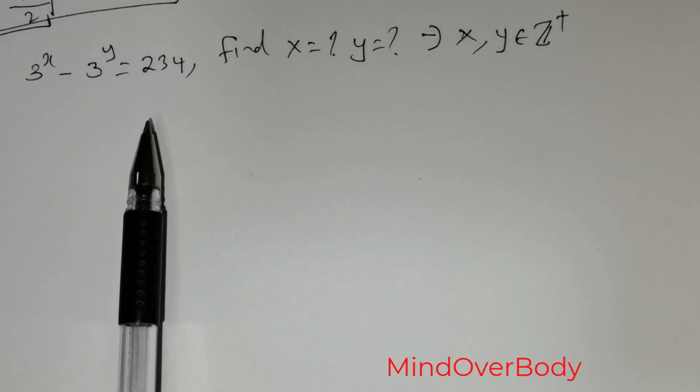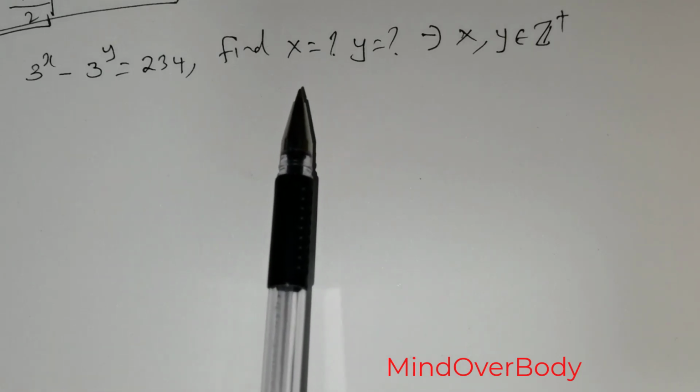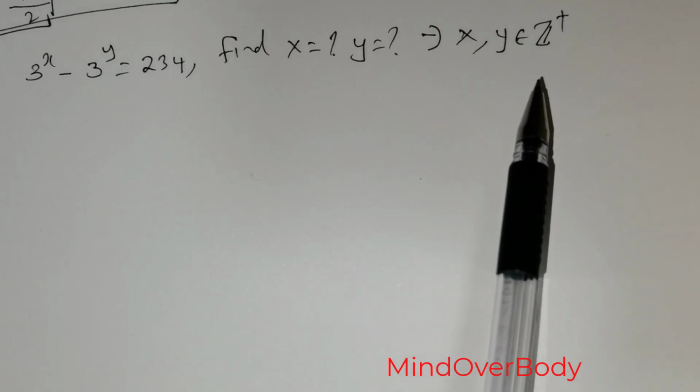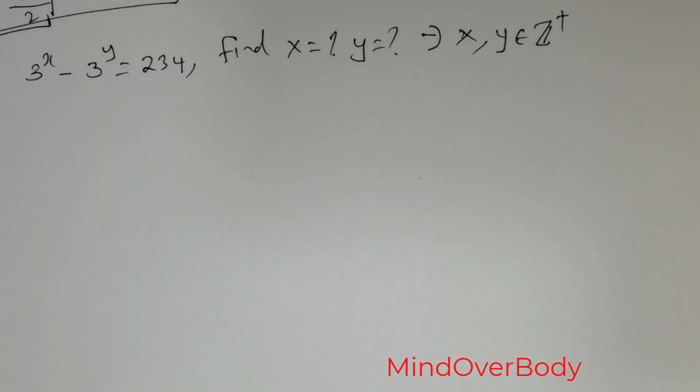We are given this question: 3 raised to the power of x minus 3 raised to the power of y is equal to 234. We are expected to find the value of x and y given that x and y are elements of positive integers. I'm sure most of you would know how to do this question, but I would like to show you 3 different ways to solve it.